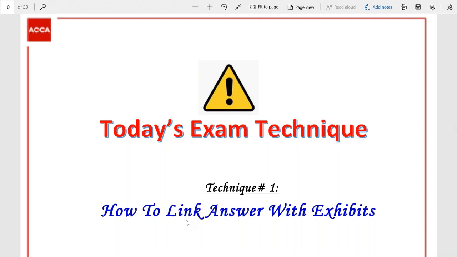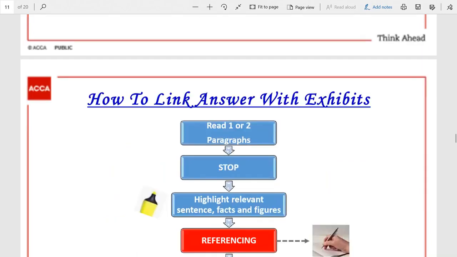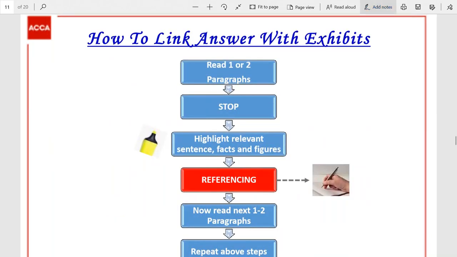Right. So today's exam technique: how to link answers with the exhibit. The first thing, my dear friends, is that you have to link your answers with the exhibits. How do you do that? The technique is that you read one paragraph, or maximum two paragraphs, of the exhibit and then you stop. I repeat, you do not have to read the entire exhibit in one go. You read paragraph by paragraph: one paragraph and you stop, or maximum two paragraphs and then you stop.